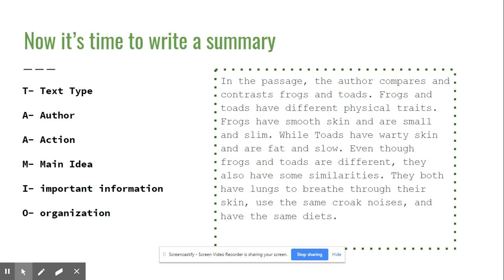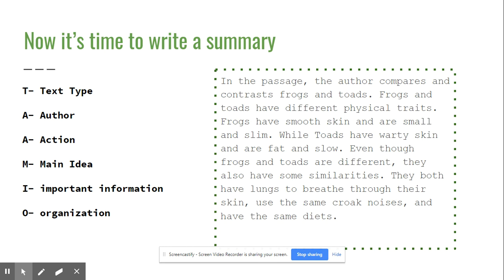So using the TAMIO strategy again, we are just going to write our summary using that strategy. Remember, this strategy is going to help you whenever you're writing this, so it'll make it easier for you. It says, in the passage, the author compares and contrasts frogs and toads. Again, the text type, we have passage. The author is not named, so we put the author, and what is the action of the author? He or she is comparing and contrasting frogs to toads.